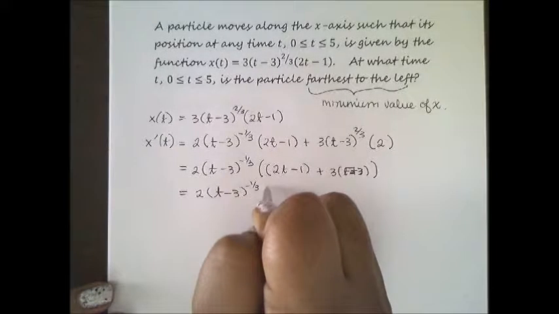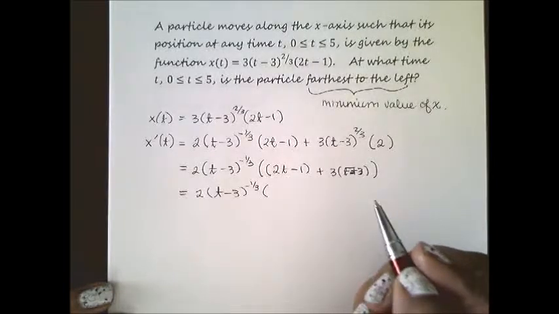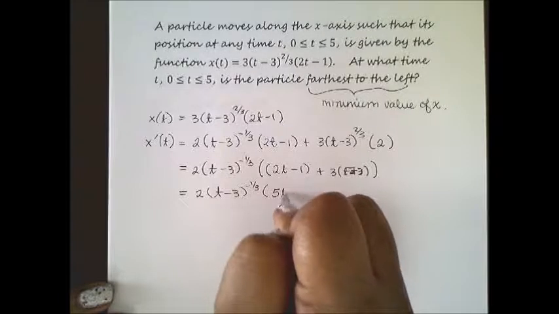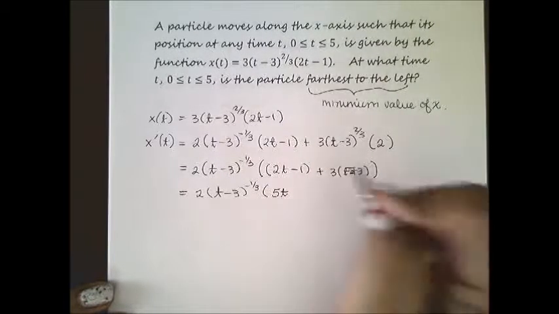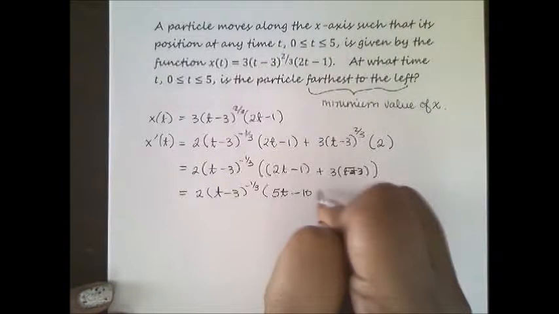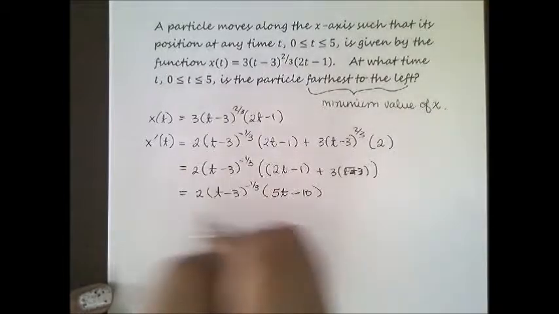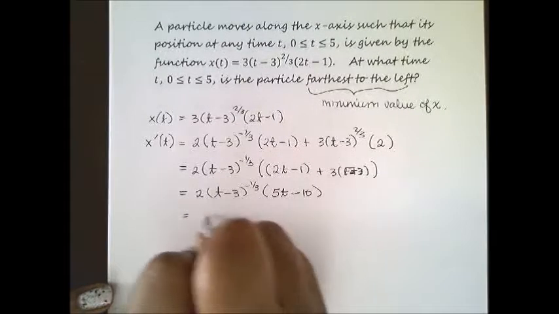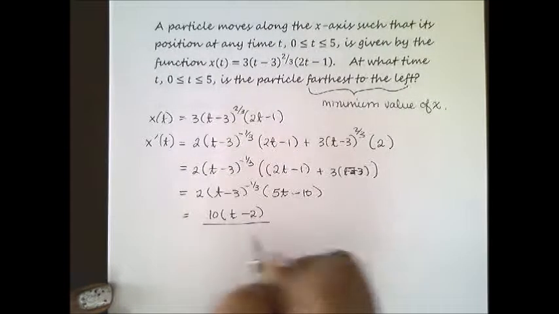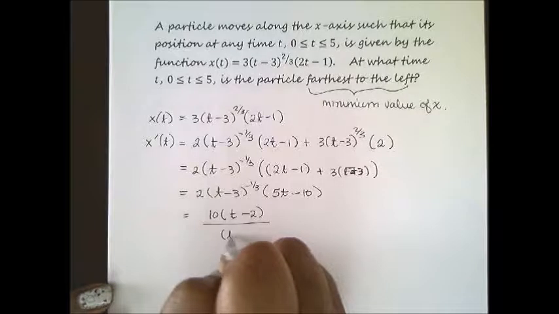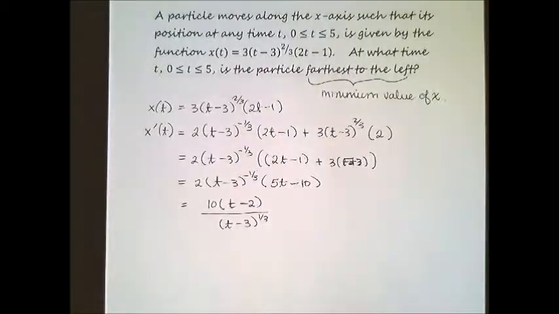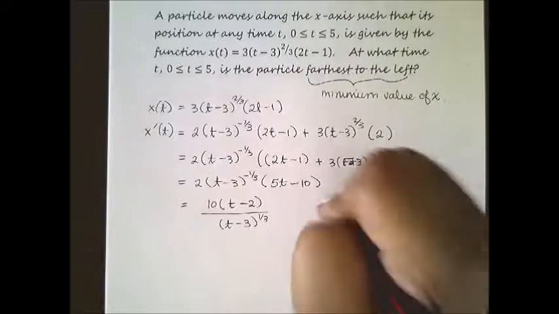This is 2 times t minus 3 to the negative 1/3. Just doing a little simplifying because I'm going to need to use the numbers. 2t plus 3t is 5t. And minus 1 minus 9 is minus 10. Oh, and I'm going to factor out a 5. So I'm going to write this as 10 times t minus 2 divided by t minus 3 to the 1/3 power. That's my derivative.